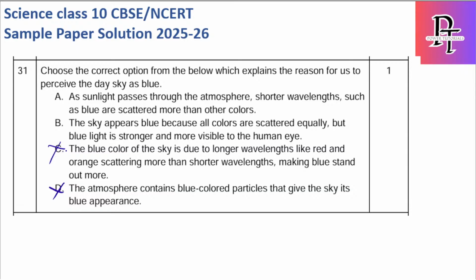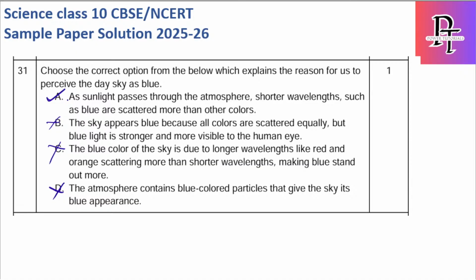Sky appears blue because all colors are scattered equally. This is also wrong, because every light will scatter based upon their wavelengths. As per the sky, Rayleigh scattering causes shorter wavelengths such as blue and violet to scatter more. But our human eye, with respect to blue and violet, observes blue light more. So the first answer, which is A, is the right answer.